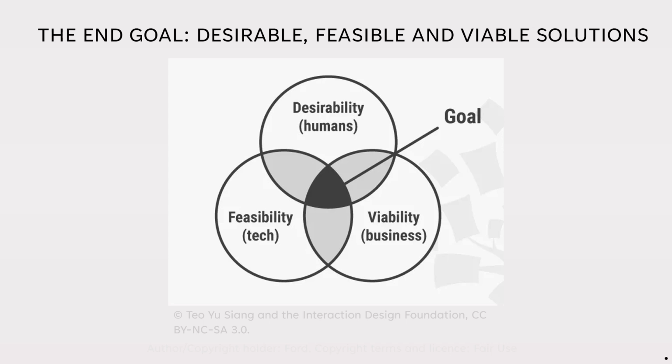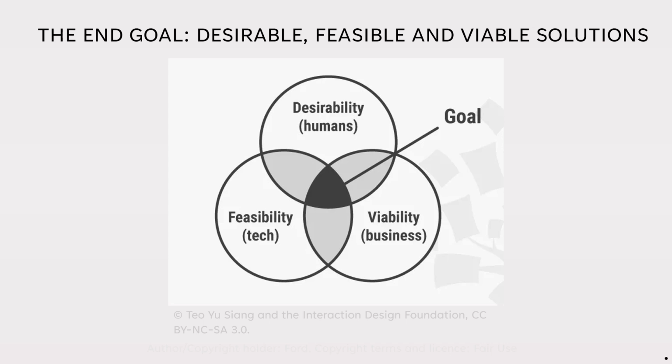The end goal: desirable, feasible, and viable solutions. The design thinking process doesn't follow a fixed sequence of steps, but it has an ideal endpoint. The end goal of every design thinking project is a solution that is desirable, feasible, and viable. So let's look at what is desirability. Desirability focuses on people. It's what puts the human in the human-centered design. Your solution is desirable if it appeals to the needs, emotions, and behaviors of the people you target.